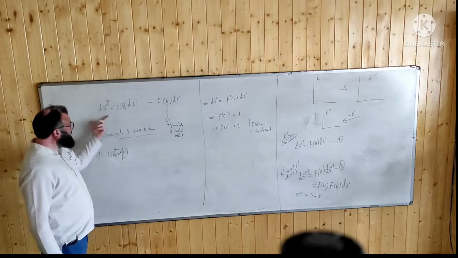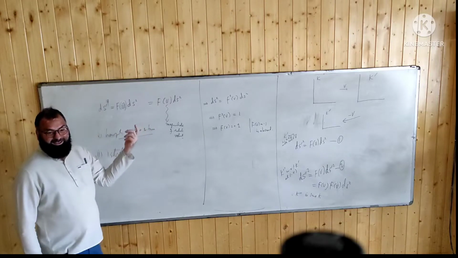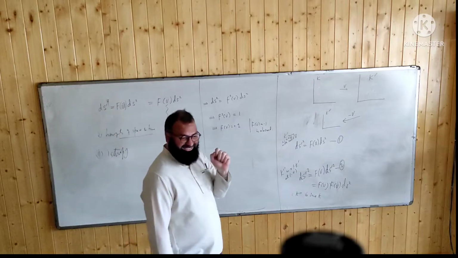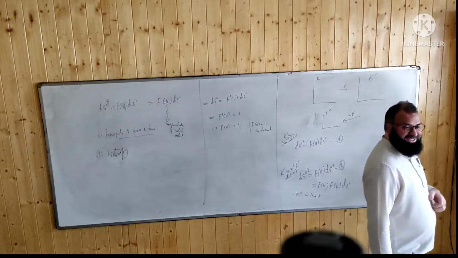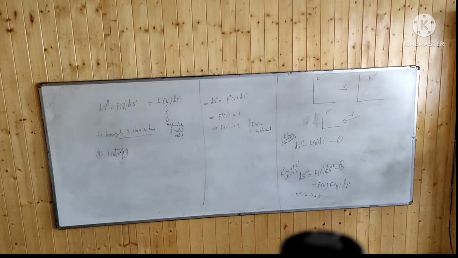So ds prime square is the same as what? They are the intervals, or the length of the interval. So when you go from one frame to another frame, it turns out to be the same. So what do we call that? It's an absolute quantity. So this equation of ds square provides us the second postulate of relativity. It gives the mathematical form of the second postulate: constancy of the speed of light.